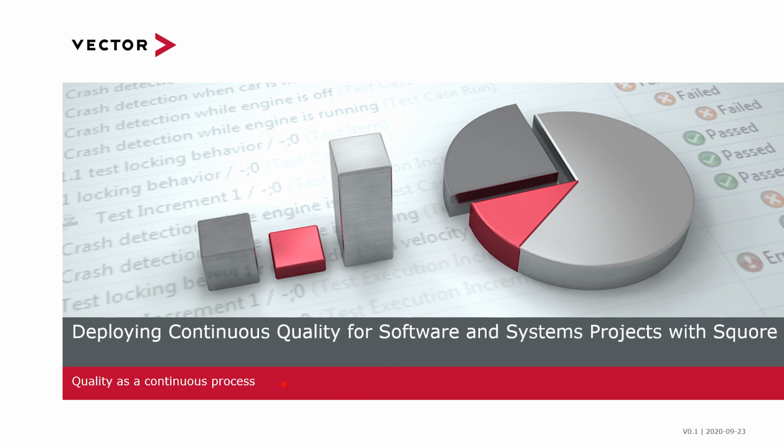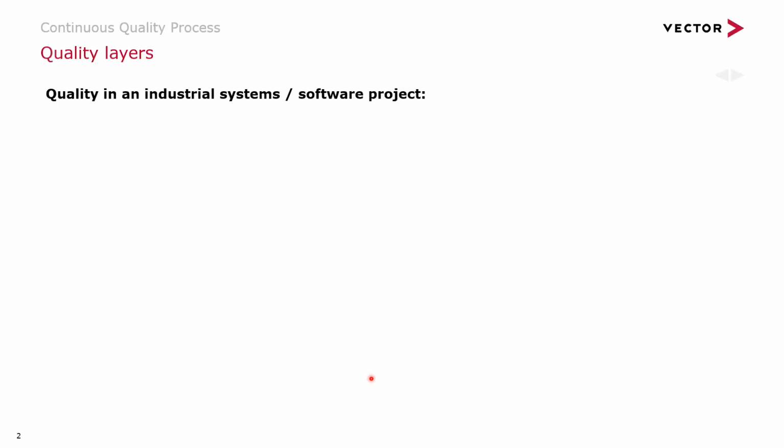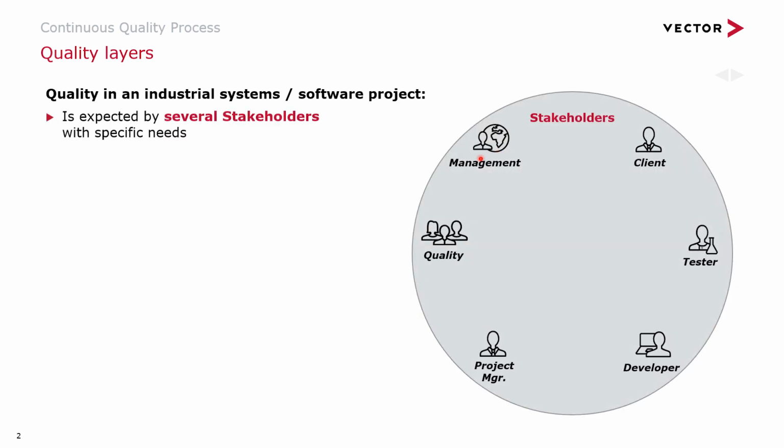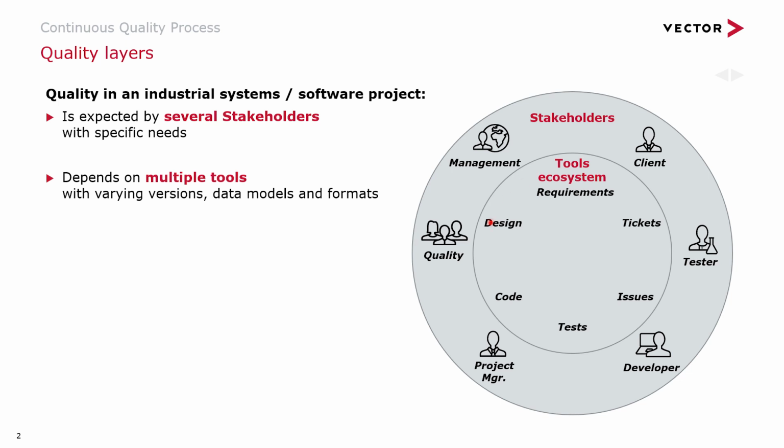Deploying continuous quality for software and system projects with Squore. We could have called that quality as a continuous process, in short. So, what about quality? There are some layers to quality. In an industrial system or software project, of course, you're going to have some stakeholders, many of them actually. The management, quality, project management, development, test, clients, and even more. So each one of these stakeholders has specific needs and expectations in terms of quality. Then you have your tool ecosystems, requirement management, design, code, test, etc. All of these tools are going to produce data which is going to be relevant to assess the quality.